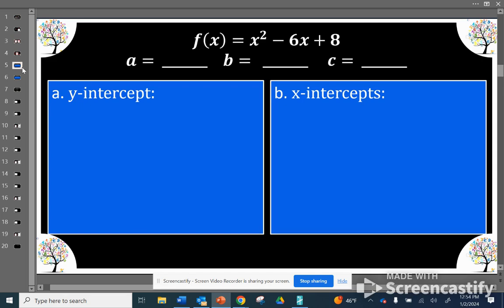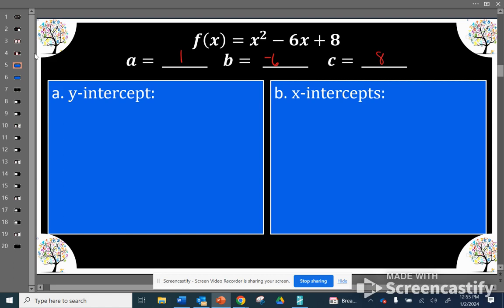Okay, now let's look at some key features without a graph. So we just viewed some key features when we had a graph. So graphically, we could identify those key features. Now let's do algebraically. So we're going to look at this quadratic function, identify our A, our B, and our C. And then I want to give you some formulas that you will write down to identify these key features.